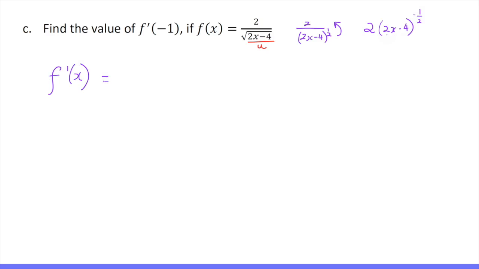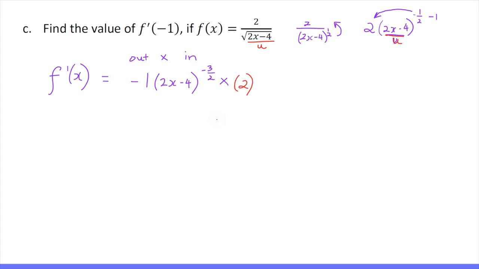So my inside function here is u. Remembering our chain rule, the derivative of the outside multiplied by the derivative of the inside. Take the -1/2 out the front. 2 times -1/2 is -1. Leave the inside as it is. -1/2 minus 1 is -3 on 2. And I will be multiplying that by the derivative of the inside. So the inside is 2x minus 4, as we've already established, that's our u. The derivative of that inside is just 2.